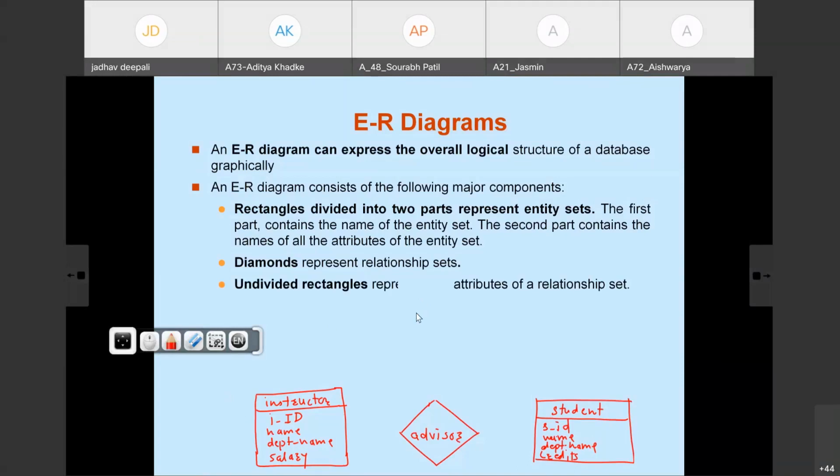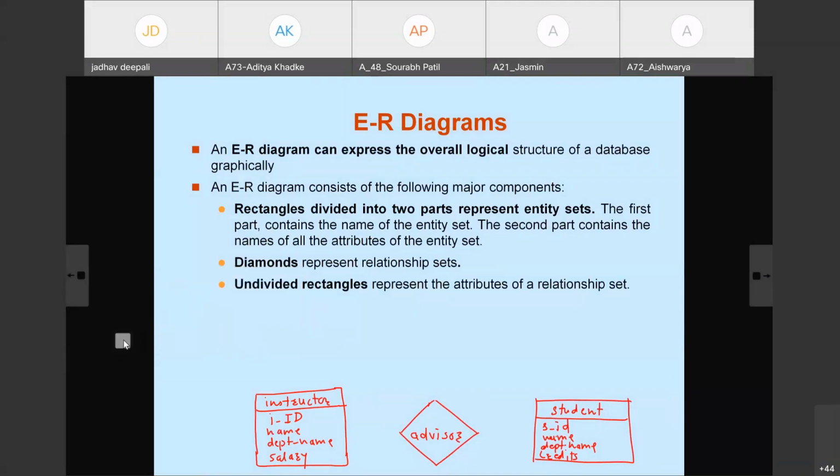Next, an undivided rectangle represents attributes of that relationship set. What do we call those attributes? We call them descriptive attributes of that relation. So an undivided rectangle means a single rectangle, not divided into parts. For example, for advisor, suppose date is a descriptive attribute of that relationship set, then we represent it as an undivided rectangle.